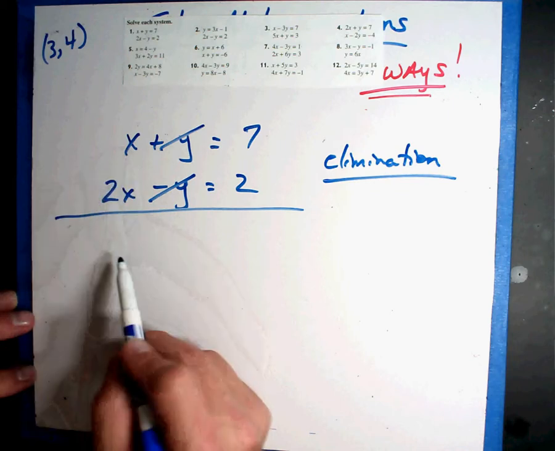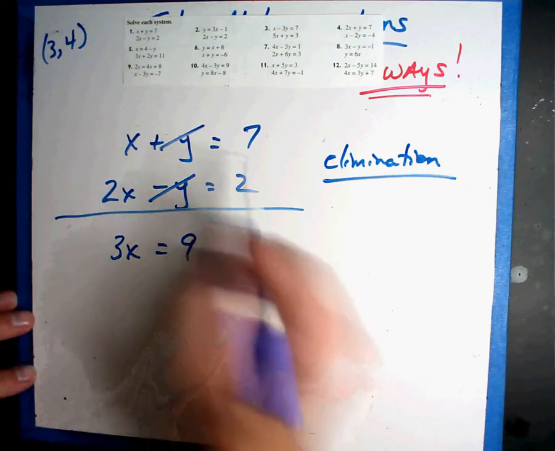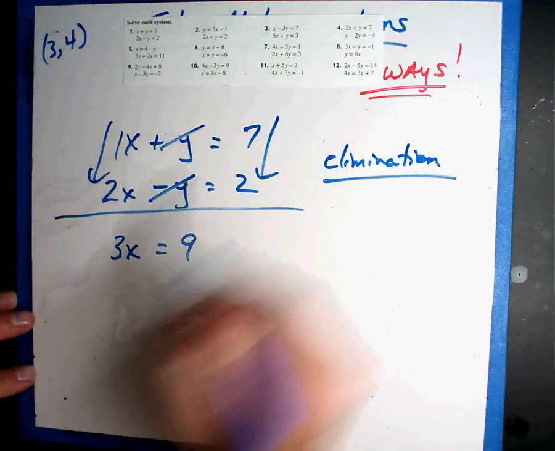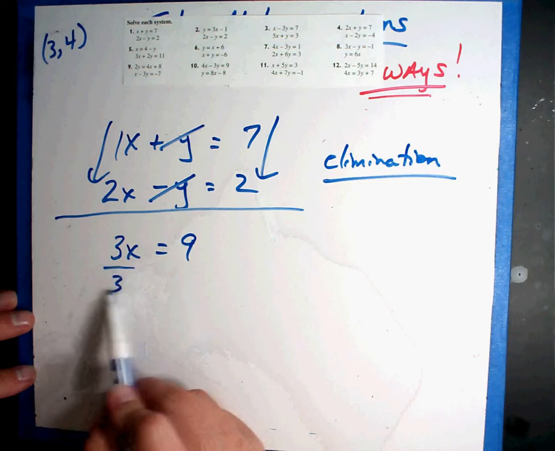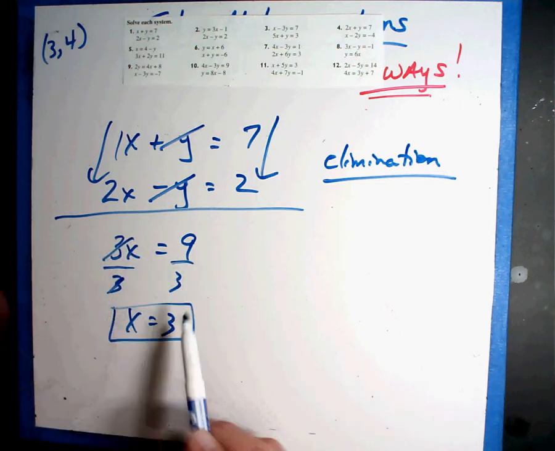So 2x plus 1x is 3x equals 9. So all I'm doing is adding down. So 1x and 2x is 3x, 7 and 2 is 9. Divide by 3, x equals 3. I got that so far.